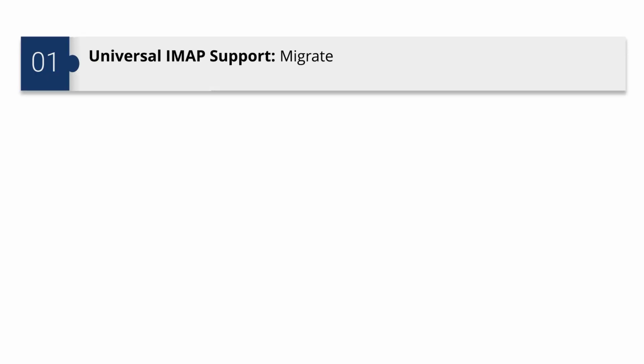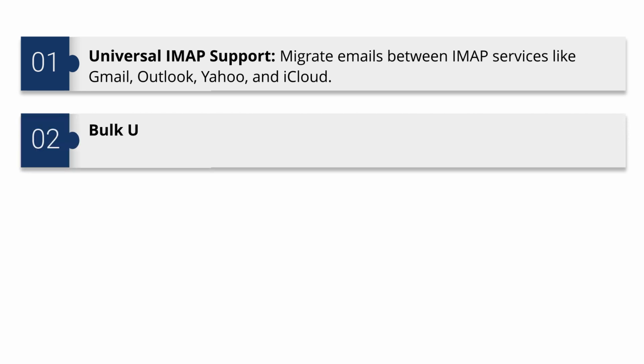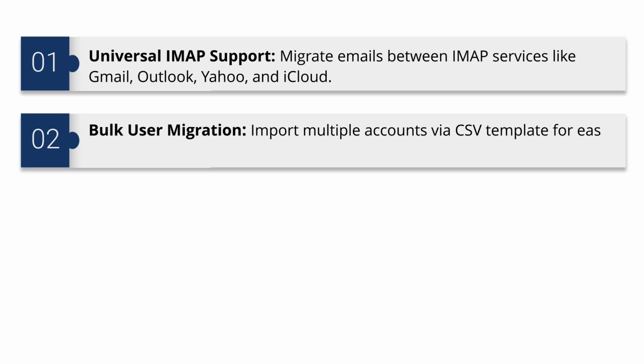Universal IMAP support. Migrate emails between IMAP services like Gmail, Outlook, Yahoo, and iCloud. Bulk user migration. Import multiple accounts via CSV template for easy bulk migration.